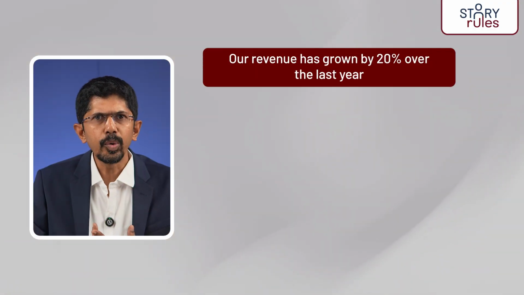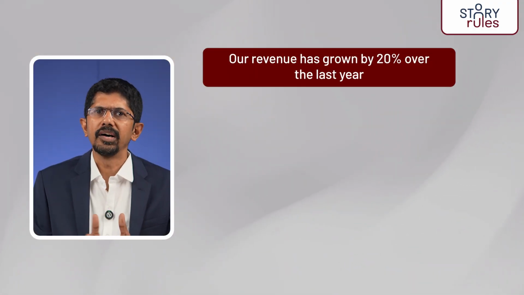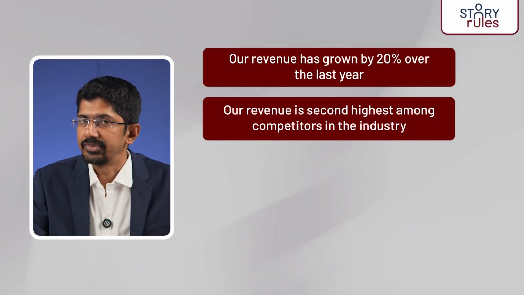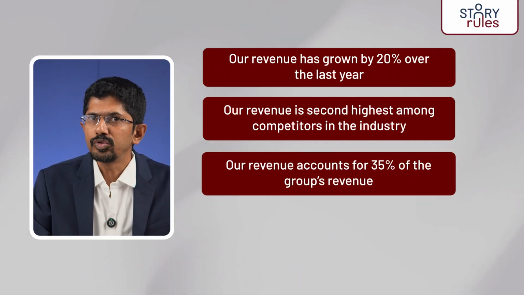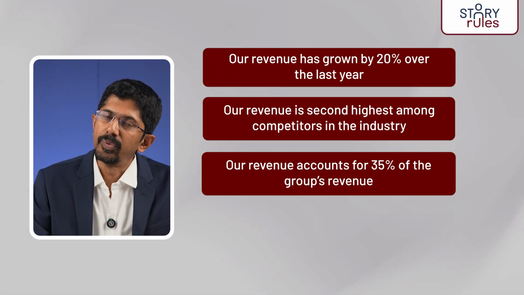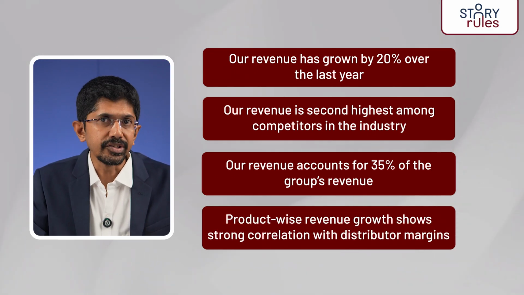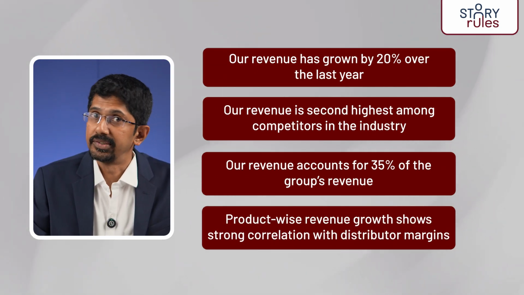Step 2 involves identifying something known as the comparison factor. Consider the following 4 messages dealing with a simple business metric, revenue. Message 1. Our revenue has grown by 20% over the last year. Message 2. Our revenue is second highest among competitors in the industry. Message 3. Our revenue accounts for 35% of the group's revenue. Message 4. Product-wise revenue growth shows strong correlation with distributor margins.